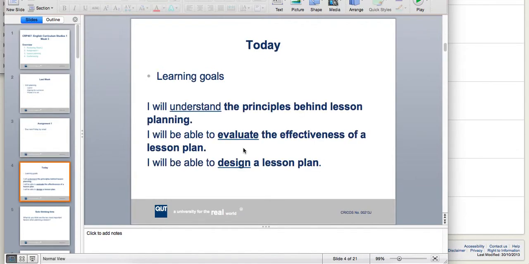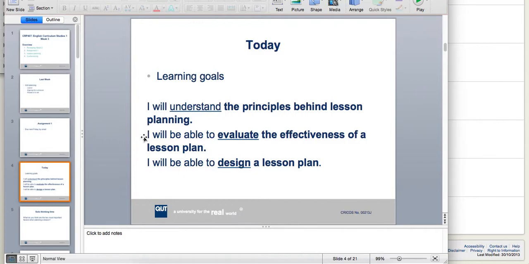For the week 3 workshop, there are 3 learning goals, so 3 things that I want you to be able to do or understand by the end of the week. So the first is the principles behind lesson planning. So what goes into a good lesson plan and what we don't do when we're lesson planning.